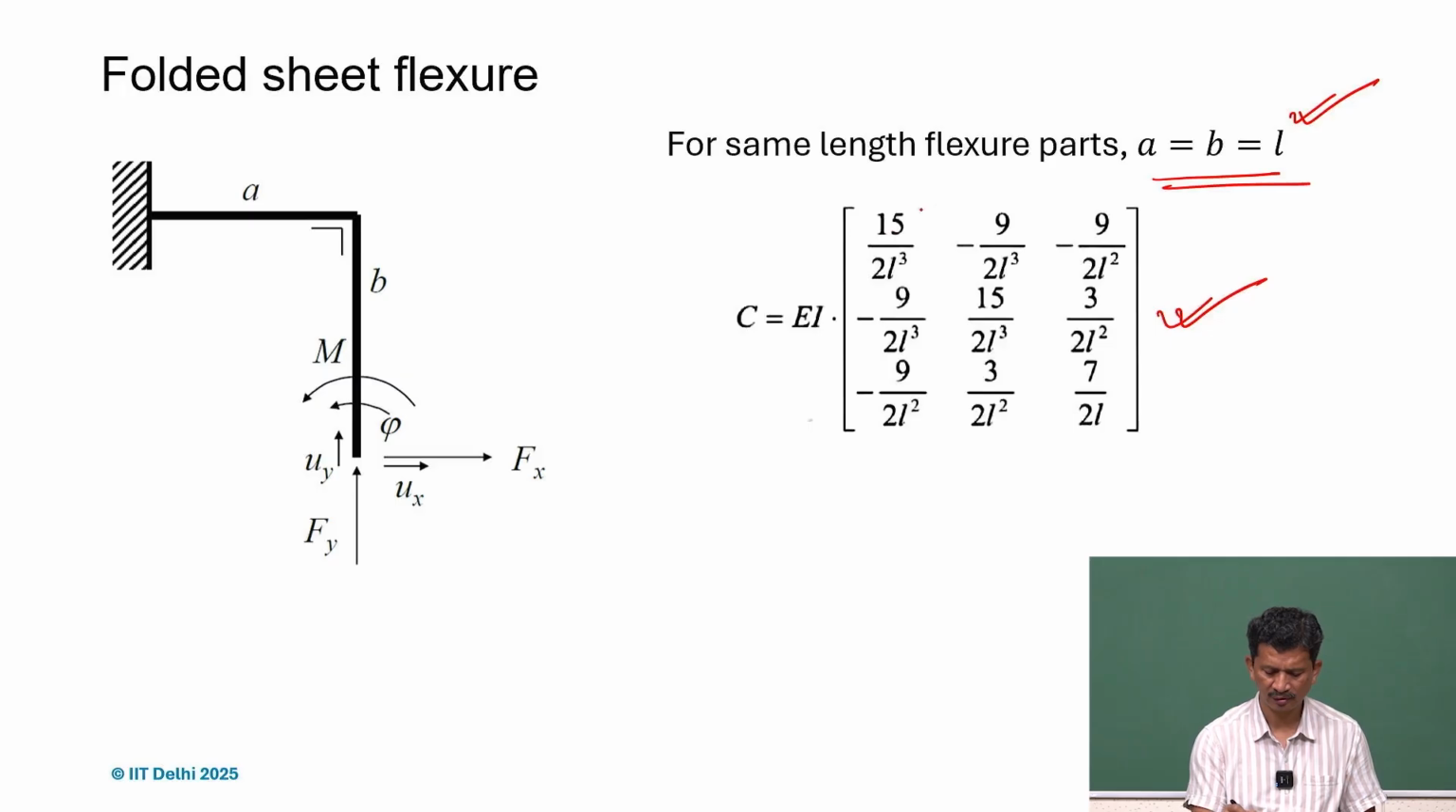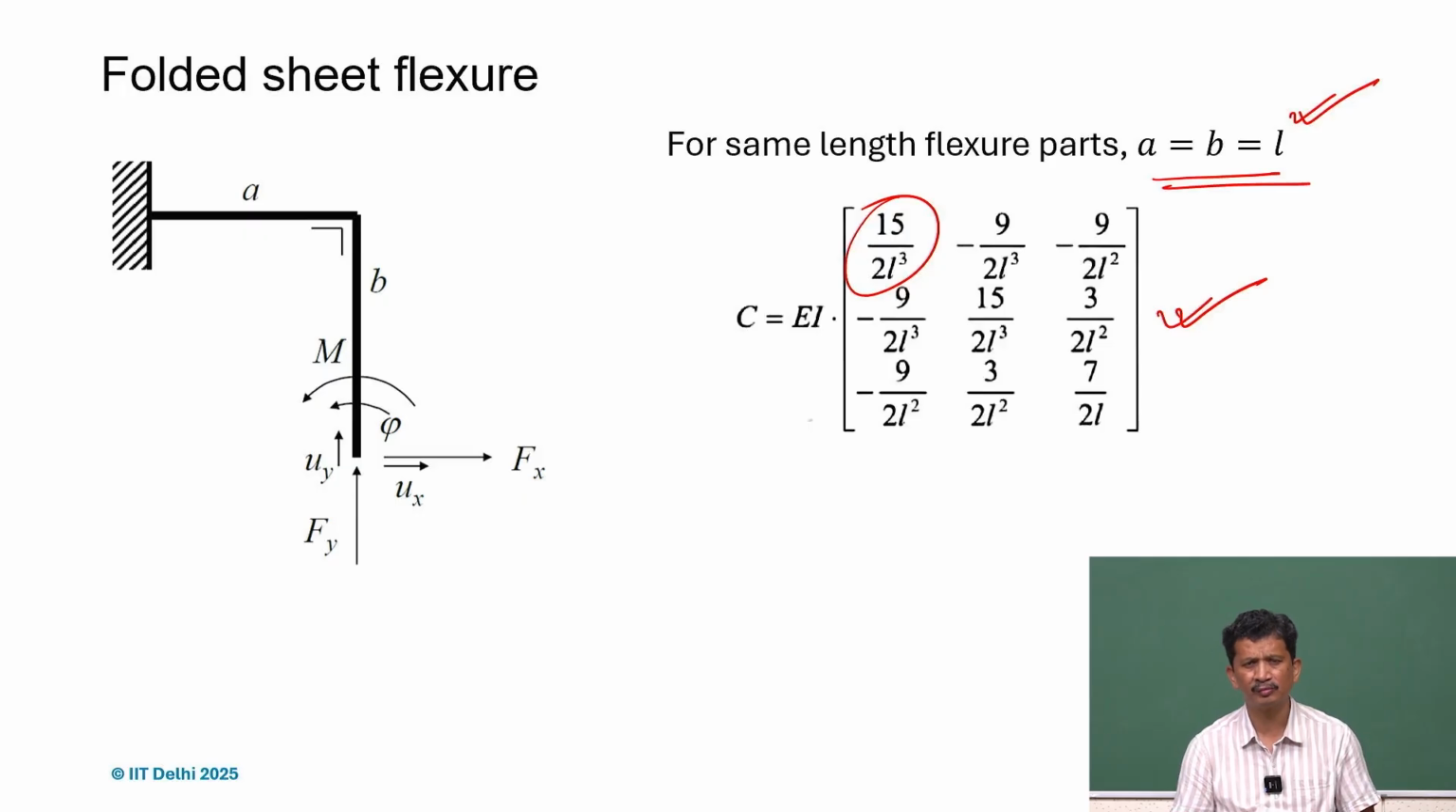So I just showed 15 by 12 Q, and similarly we can derive all the terms one by one. So this is the stiffness matrix for this generalized one. The end is not fixed. There are no boundary conditions applied here. This is the case.